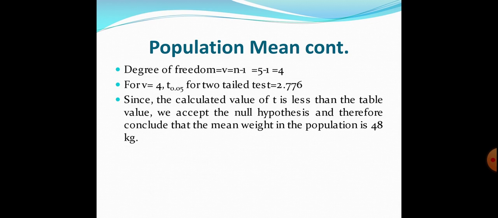T, that is the t-test for 5% level of significance. For two-tailed test, 2.776. Here you have to consider the table. Table is in the next slide. You can see that.